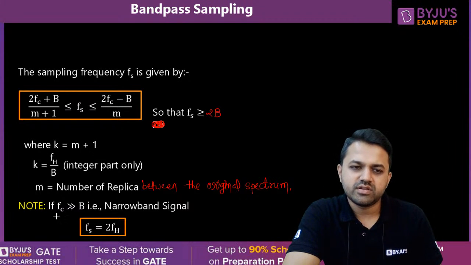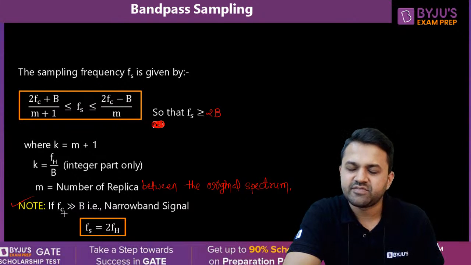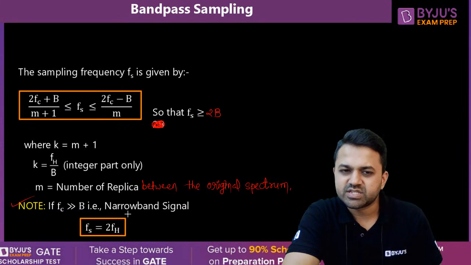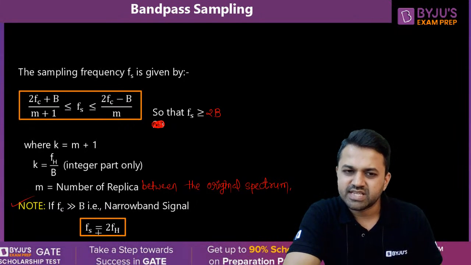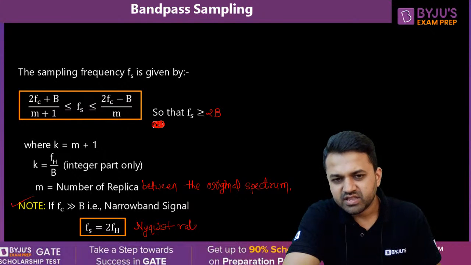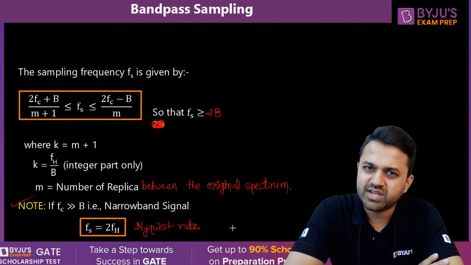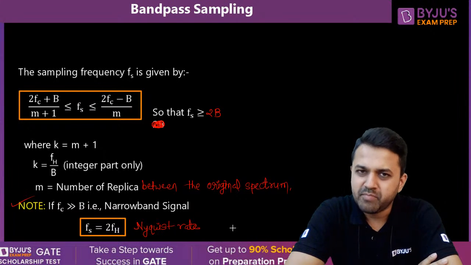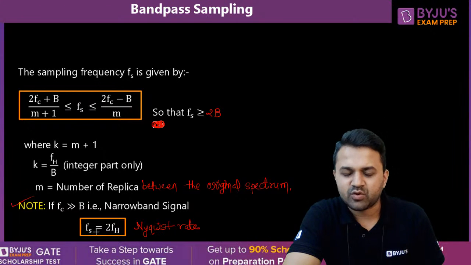Okay, and now the note point is, whenever fc, that is the center frequency, is very much greater than the bandwidth of the signal, it is called a narrowband signal, and in such cases we can use the sampling frequency directly equal to 2fh, which is nothing but the Nyquist rate. So if in the question they ask you to calculate the Nyquist rate for a bandpass signal, then you can take the sampling frequency equal to 2fh.